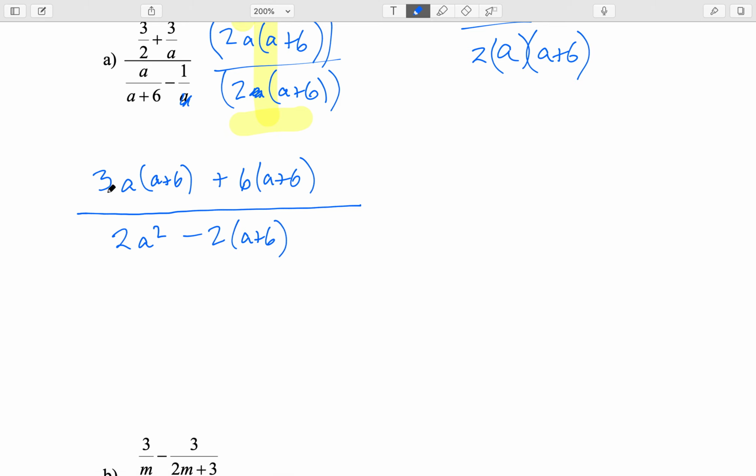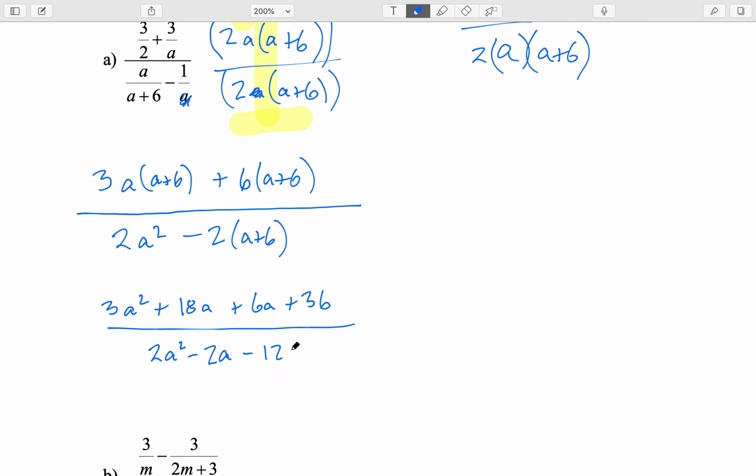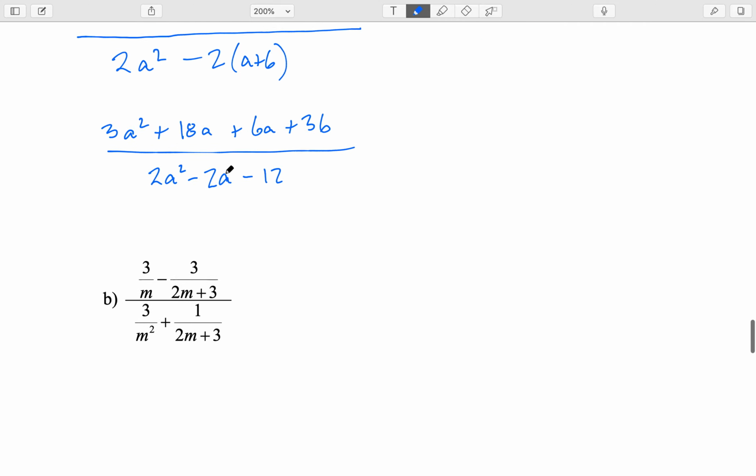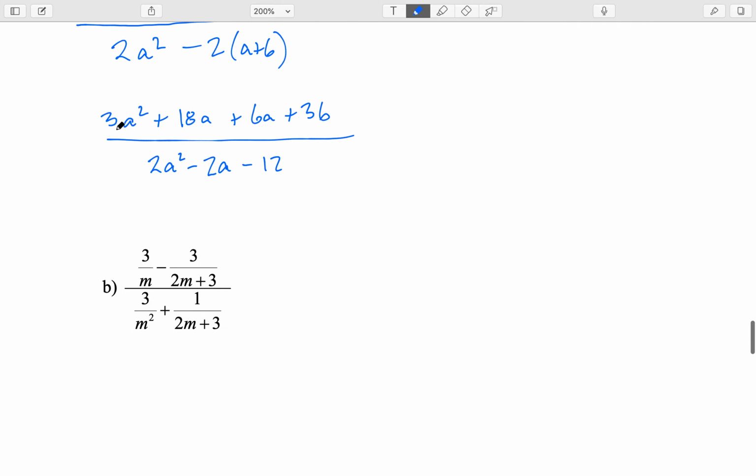So let's expand all this stuff out. So this is 3A times A plus 6. So this is 3A squared plus 3A times 6 is 18A, plus 6A, plus 36. On the bottom, I've got 2A squared minus 2A minus 12. Okay, it's still pretty big, but I can start putting stuff together here. So I'm going to get 3A squared plus 24A plus 36.